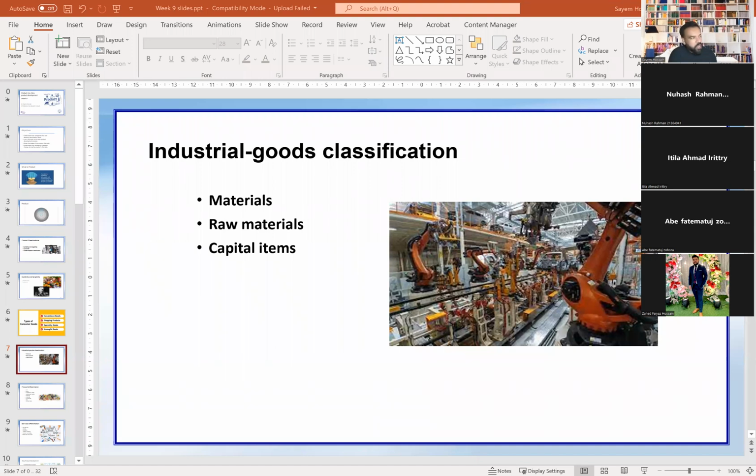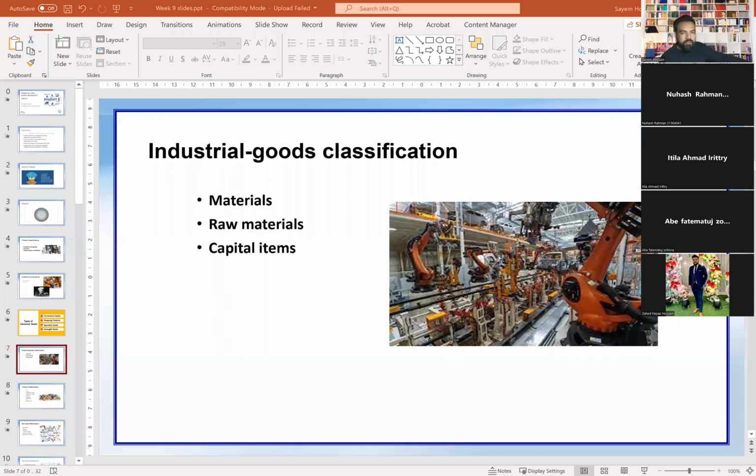Raw materials are the ones that are natural. Sometimes they could be farm products as well, like wheat or rice. Wheat is a raw material for many products, right? If you want to produce some food, wheat is essential. So these are called raw materials.